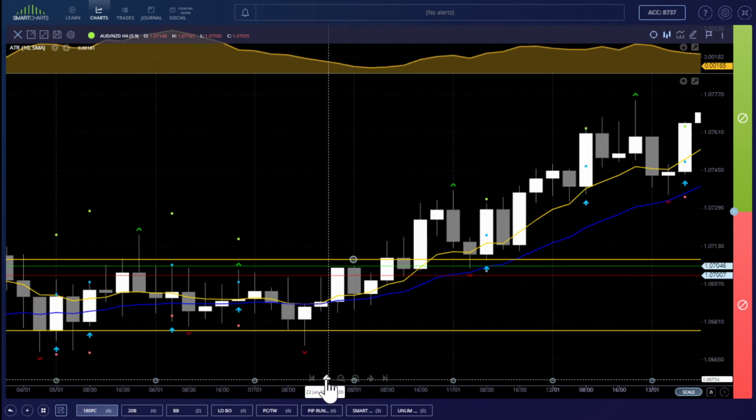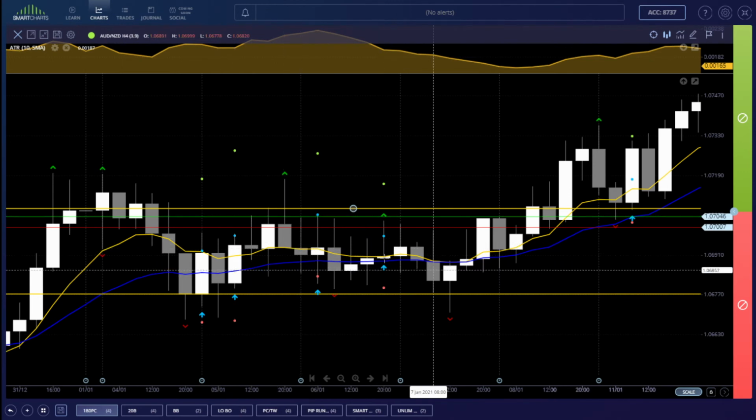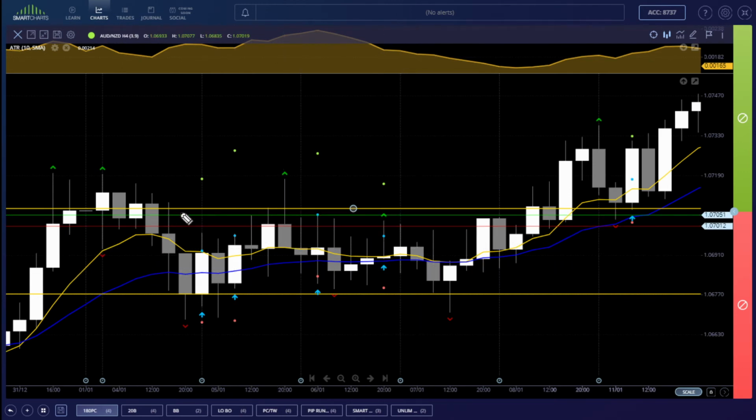Okay, so let's go back to January 7th. You see this is the range. Okay, this was that range period, that area. So this is like a no trade range. We can't really do anything here. Very risky.